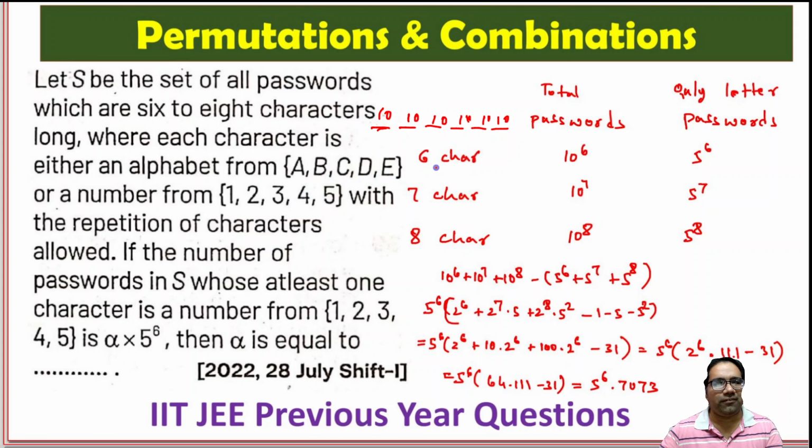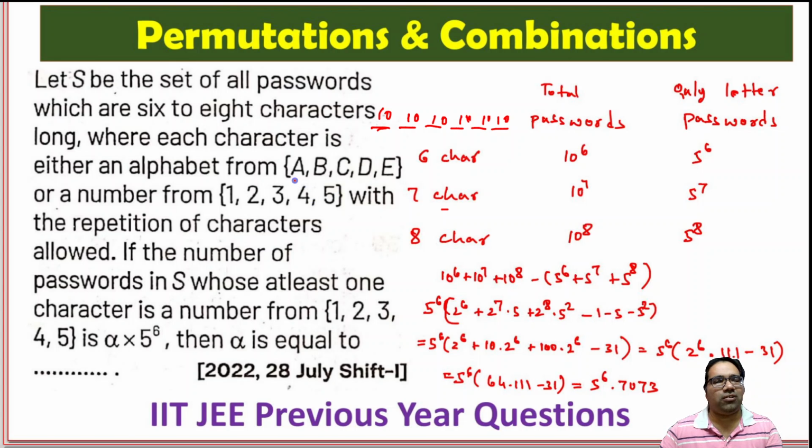So in total, for 6 character passwords we have 10 into 10 into 10 into 10 into 10 into 10, that is 10 power 6. Similarly, for 7 character passwords we have 10 power 7 passwords. These are the maximum number of passwords that are possible. Similarly, for 8 characters we have 10 power 8 passwords.